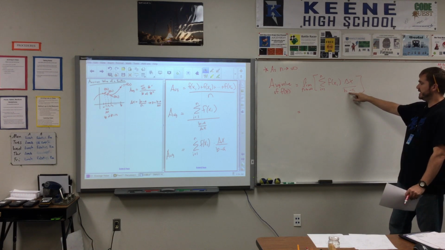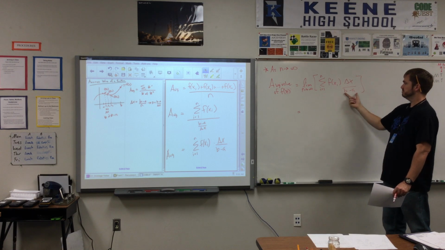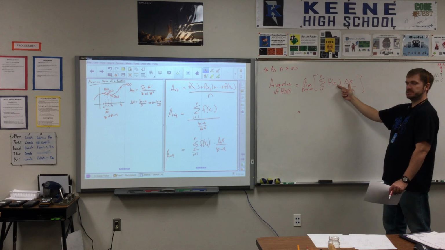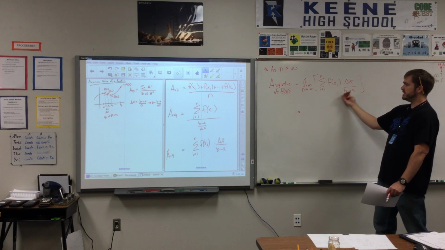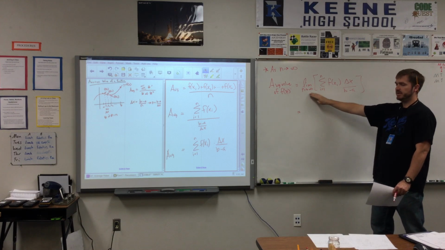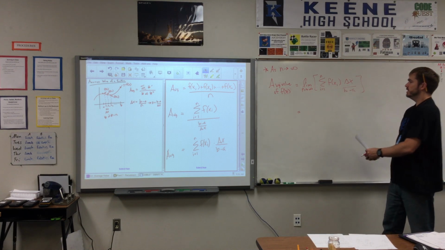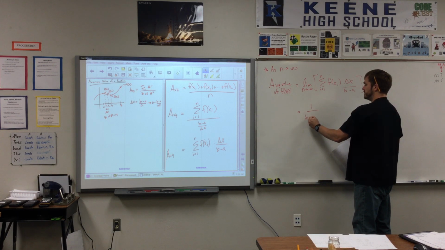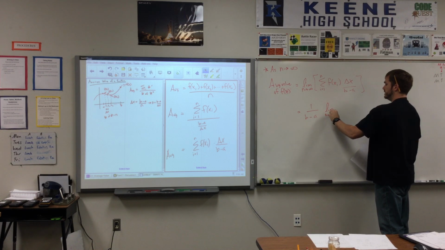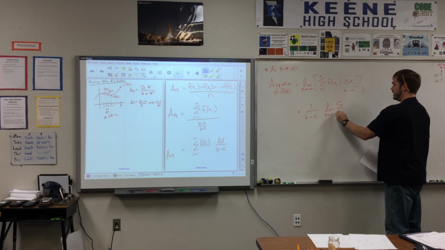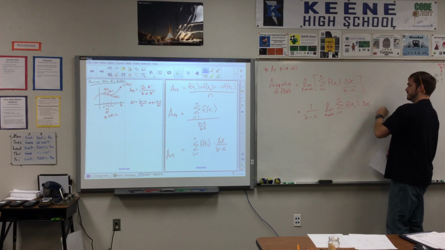Now, quick question. Is b minus a affected by this summation? No, because that delta x, or that x sub i, changes every time. So I can pull this b minus a outside of the summation. Is b minus a affected by the limit as n approaches infinity? Also no, because there's no n term there. So I can pull this b minus a out front: 1 over b minus a times the limit as n approaches infinity of the summation from i equals 1 to n of f of x sub i times delta x.